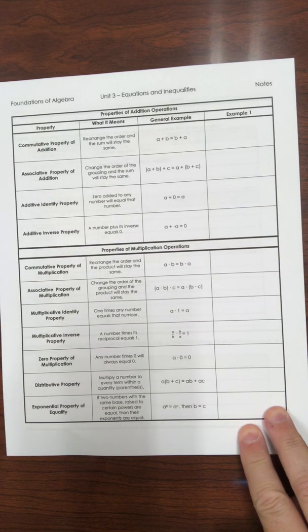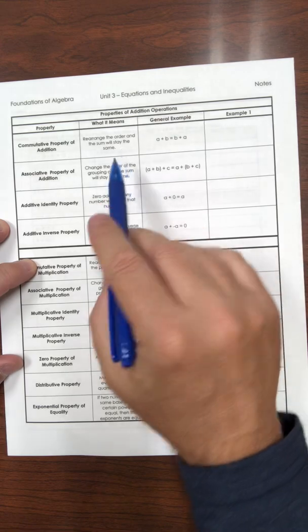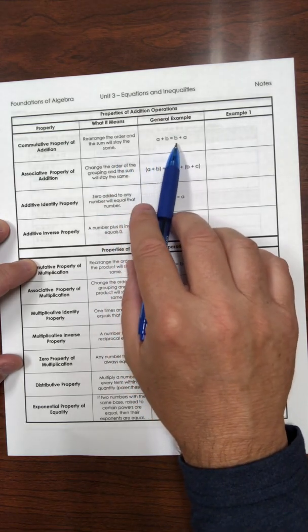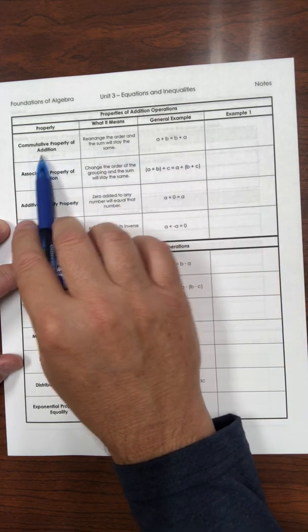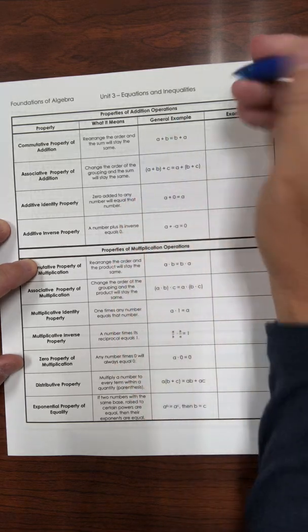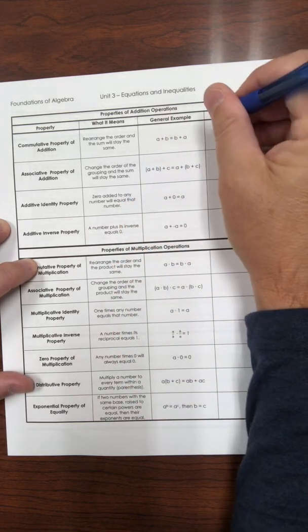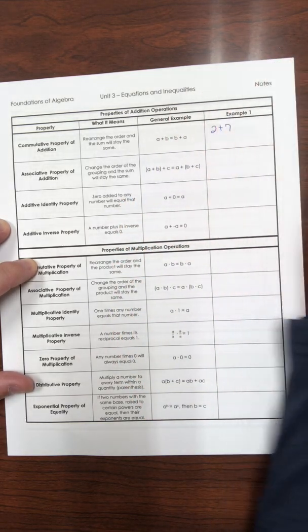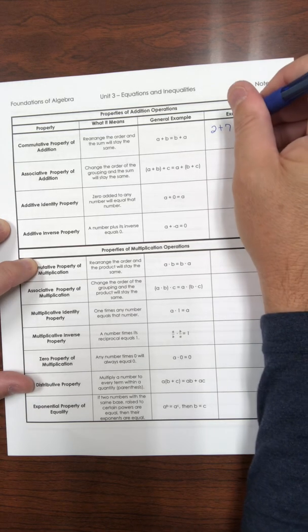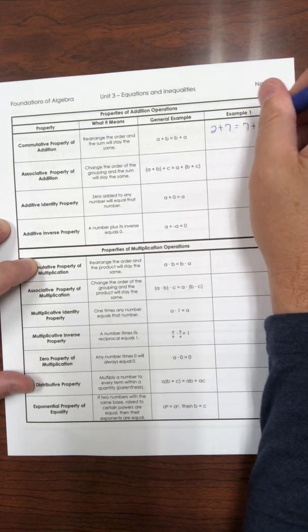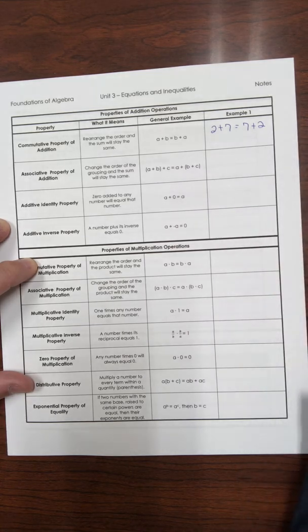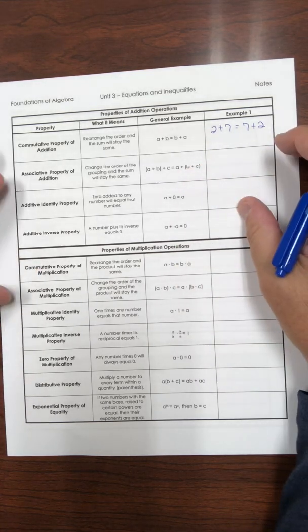The commutative property. So if A plus B equals B plus A. Basically, it's the commutative property of addition. It doesn't matter which order I add two numbers in. 2 plus 7 is going to be equal to 7 plus 2, right? They both equal 9. It didn't matter what order I added them in.